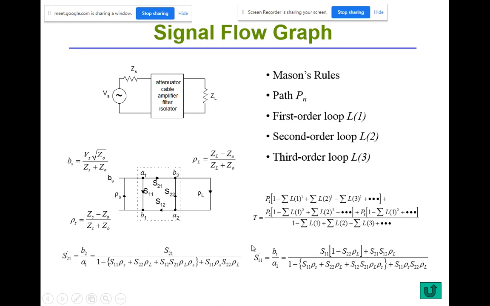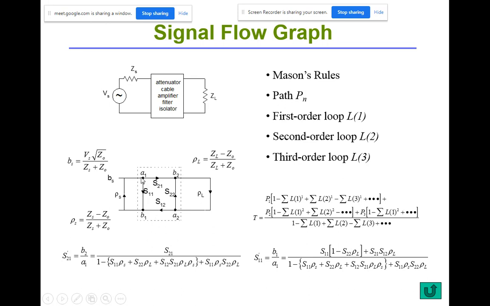Okay, so this is how we get the formula for S21 prime. As for S11 prime, the denominator is the same, but this time we are talking about the path from port 1 to port 1. We want to take B1 over A1. So I have one path to go, that is go straight from A1 to B1, from this node to this node, one path.